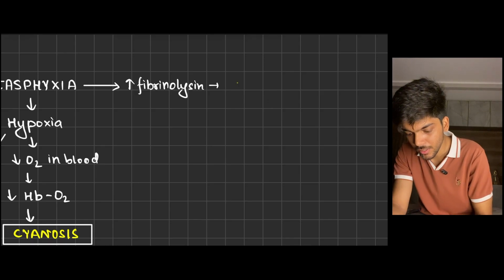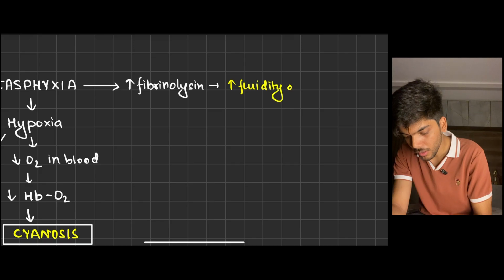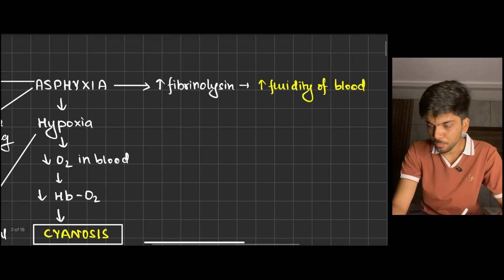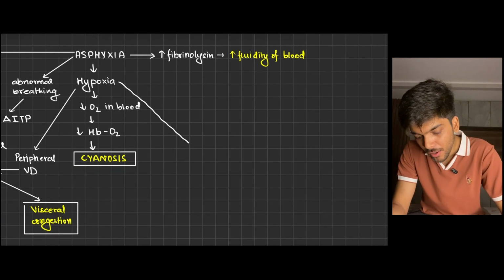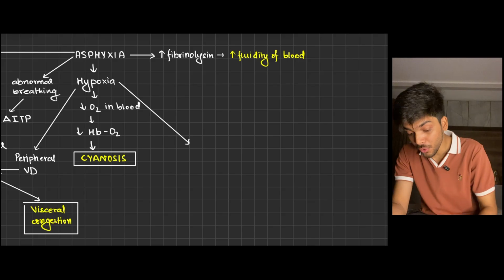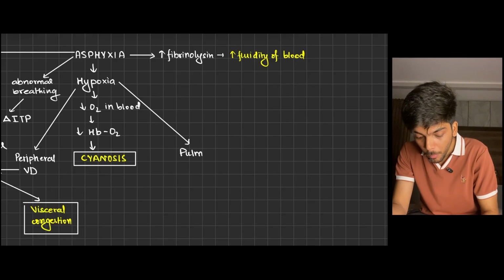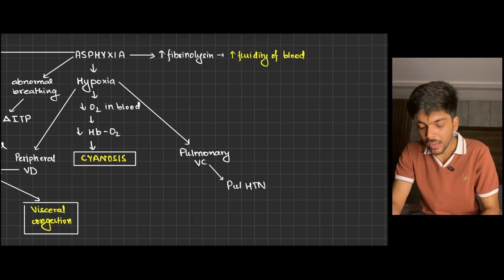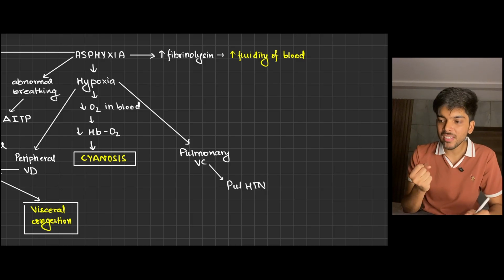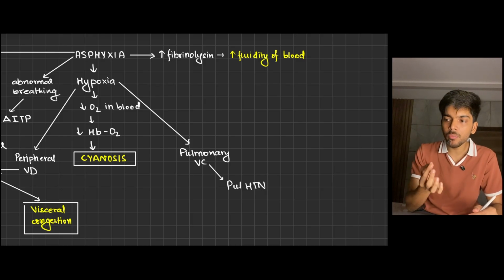There is increased fluidity of blood. Second, hypoxia leads to peripheral vasodilation, but you must also know that it leads to pulmonary vasoconstriction, which eventually leads to pulmonary hypertension. And when there is pulmonary hypertension, there is increased resistance in the pulmonary artery.